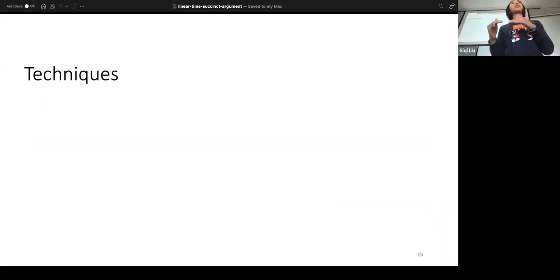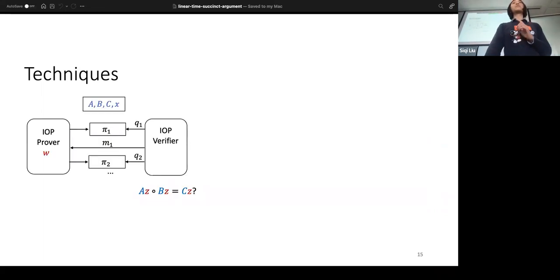And in the rest of the talk, I want to talk about the techniques behind how to build this interactive oracle proof. But I want to do some simplification. So basically, what we want to build is an IOP protocol for R1CS instances. At the top, the common inputs are A, B, C, and the prover secretly also has W. And the protocol wants the verifier to output whether it accepts this instance or not.